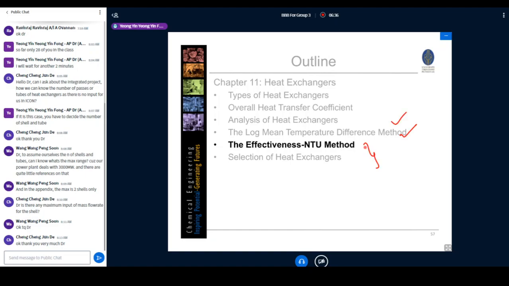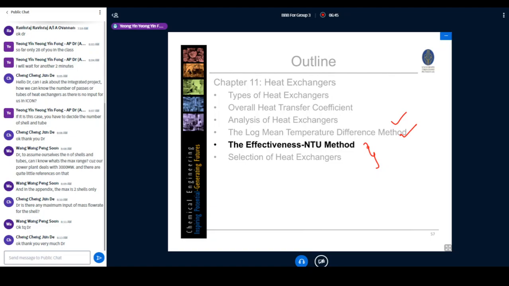No need to have two method design, because eventually you will get more or less the same answer if, let's say, you want to get the surface area. Or if you want to get the outlet temperature, definitely you need to use the effectiveness NTU method.